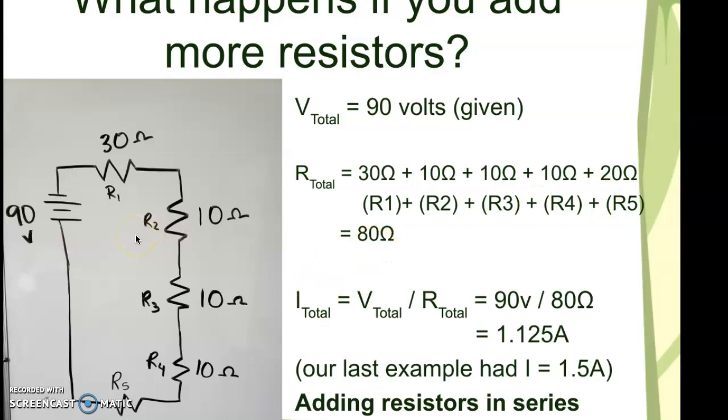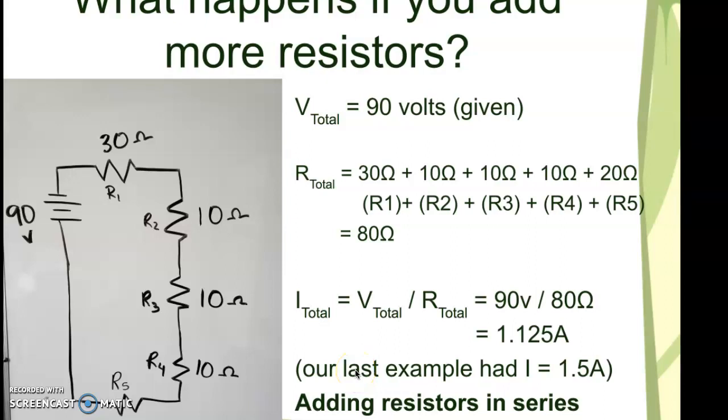What about the current though? Current is voltage divided by resistance. So we'll take our 90 volts and now divide by 80 instead. And it looks like we've got a current now of 1.125 amps. So it's decreased. Our last example with the three bulbs had 1.5 amps.